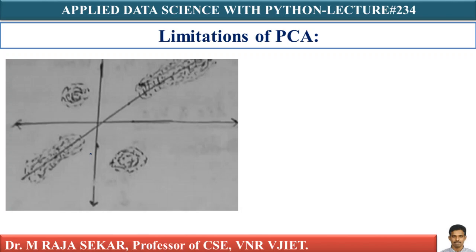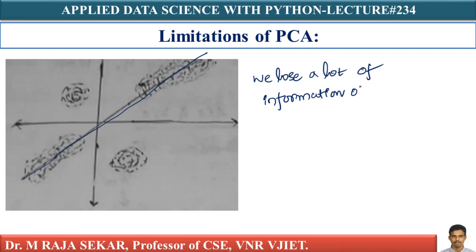What happens here? If you project the points upon the axis that is passing through the large clusters, this is V1, which is passing through the large clusters, we lose a lot of information. We lose a lot of information of the small clusters. If I keep on projecting all these points, they will crowd together, and we will lose some information here.